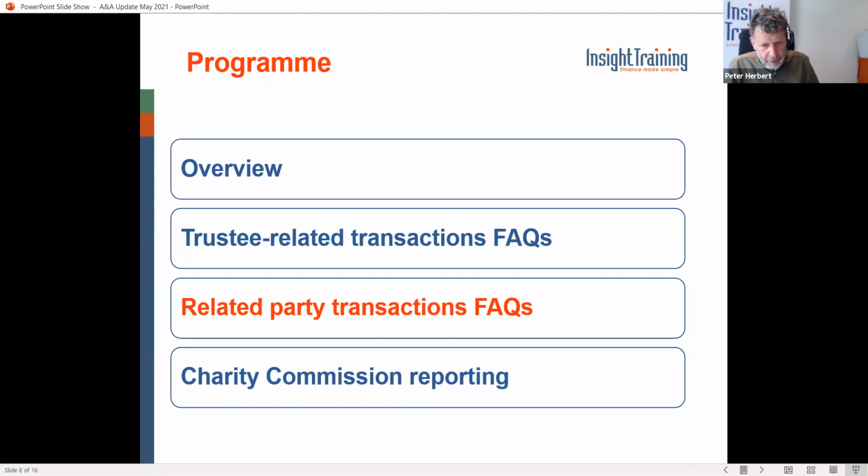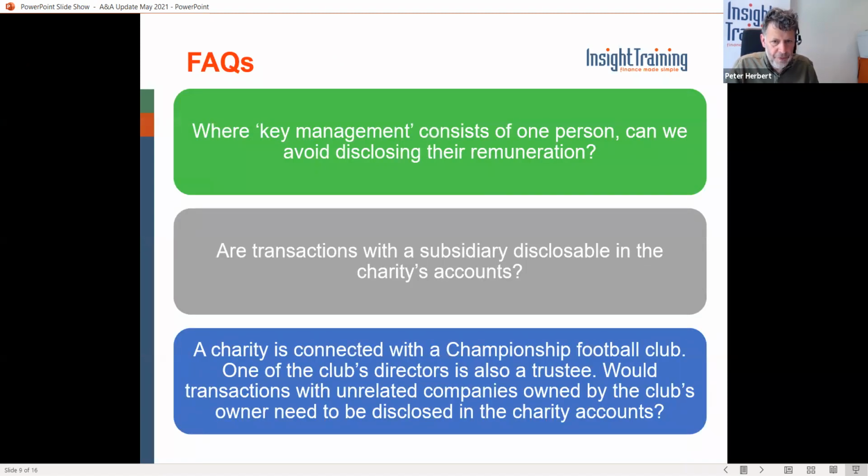Okay, let's now move on and look at our 3 frequently asked questions regarding other related party transactions. Here they are. So the first one, where key management consists of one person, can we avoid disclosing their remuneration?